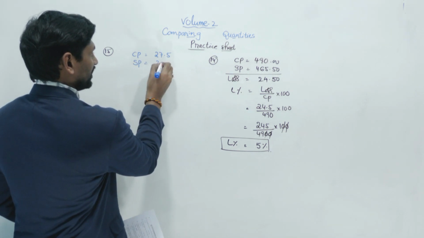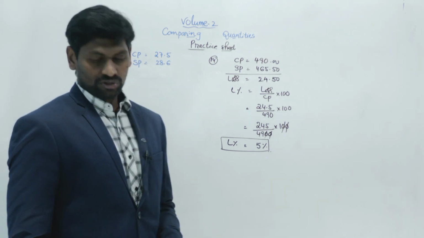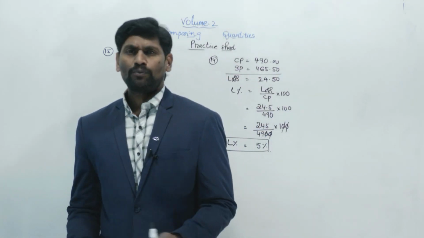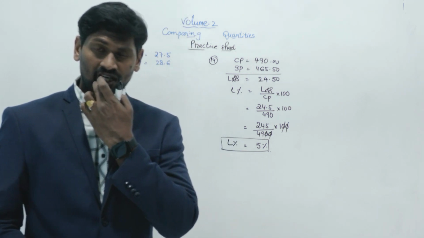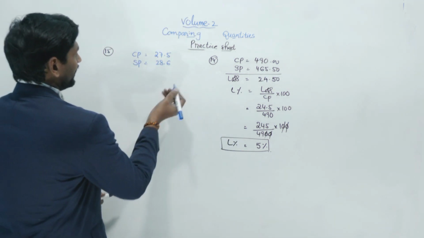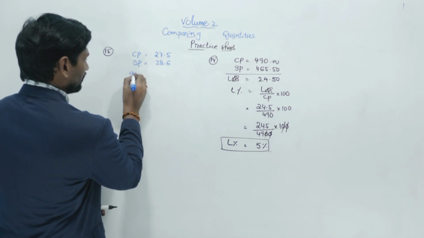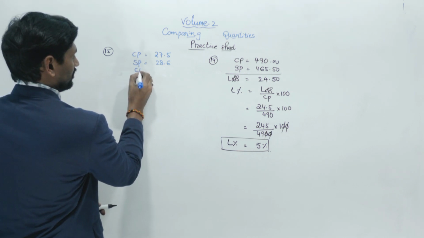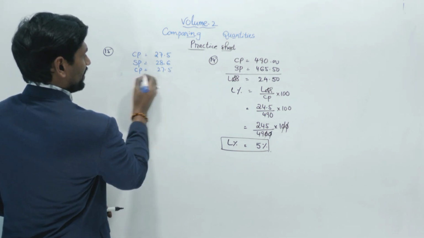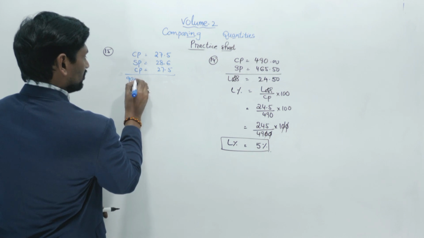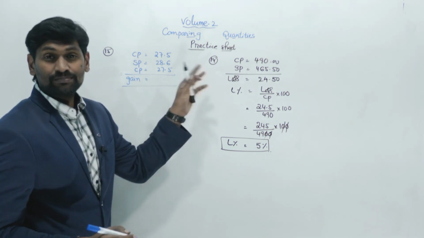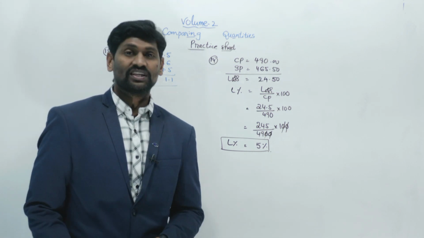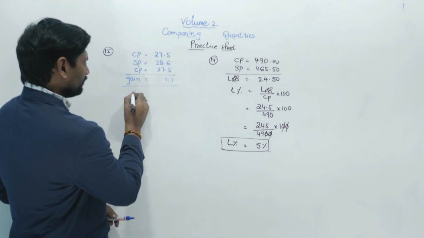Selling price is 28.6. So which is more, cost price or selling price? Selling price more means what will we get? Profit or gain. So let us try to find the gain first. Gain means SP minus CP. So gain equals to 6 minus 5 is 1. Decimal here, 1.1. What is gain? 1.1.